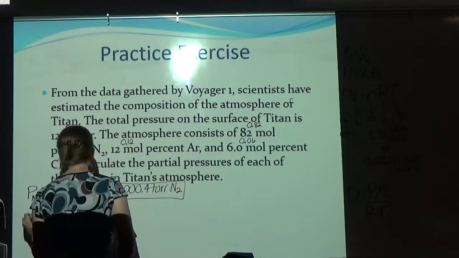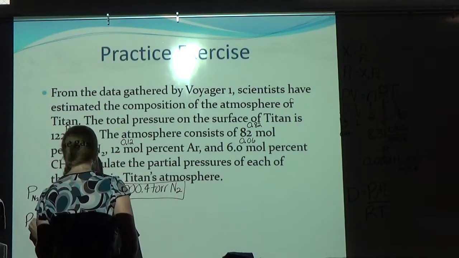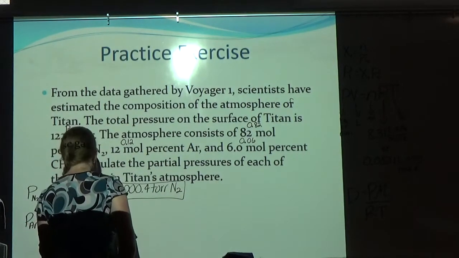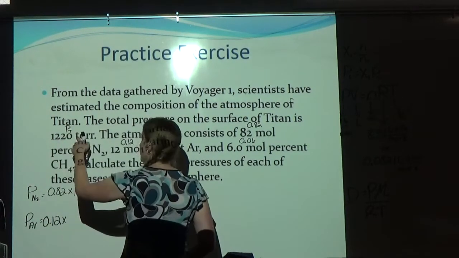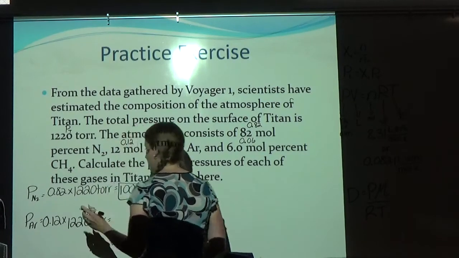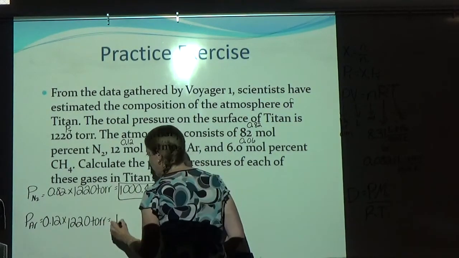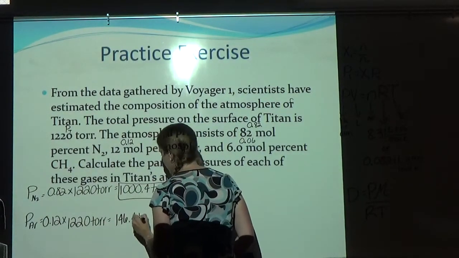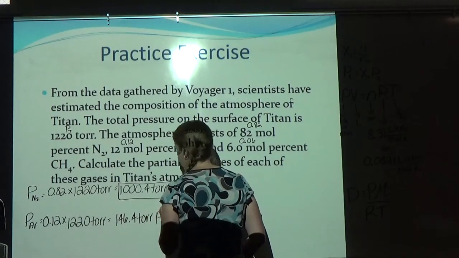Alright, then I just move on and do my next substance. So my next one is argon. So my partial pressure of argon is the mole fraction of argon, which is 0.12, times the total pressure, which is 1220 torr. So once we multiply, we get 146.4 torr, and that is for argon.